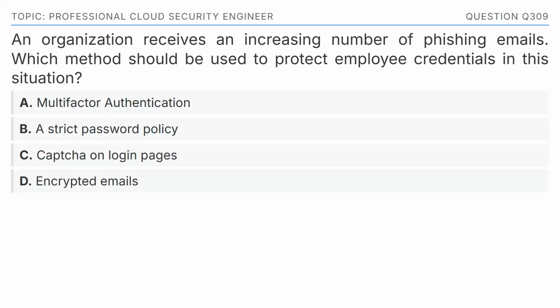An organization receives an increasing number of phishing emails. Which method should be used to protect employee credentials in this situation? The options are Option A, multi-factor authentication. Option B, a strict password policy. Option C, CAPTCHA on login pages. Option D, encrypted emails.